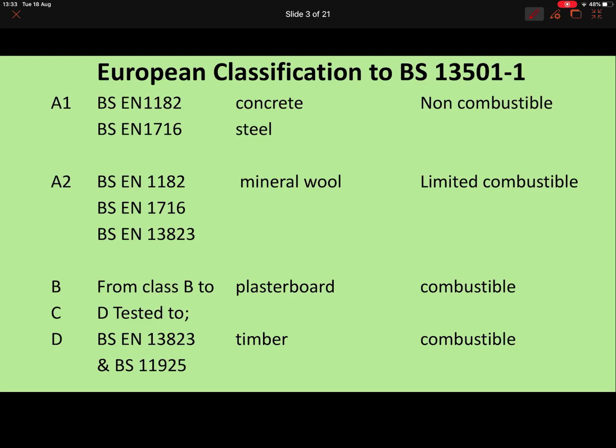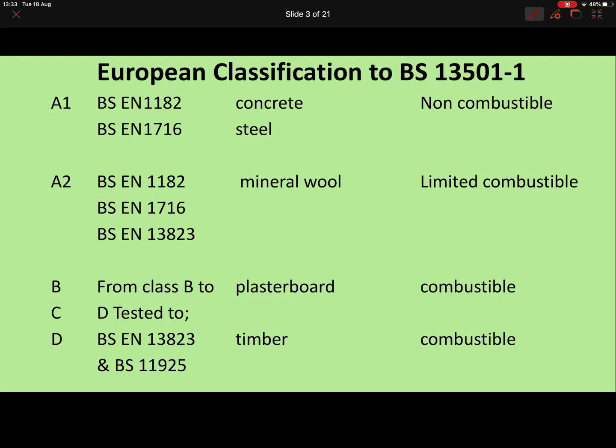So what we're left with is this. There we go. We've got 2 tests for A1, we've got 3 tests for A2, and we've got 2 tests for B, C and D. Not going to go into them much at the moment because we're going to go into them further down the line. But there's a few examples of the products. A1, non-combustible: concrete and steel. A2, limited combustible: mineral wool. Class B: plasterboard. Class C: nothing naturally slips into that class.